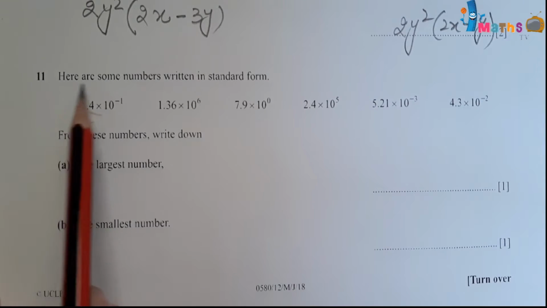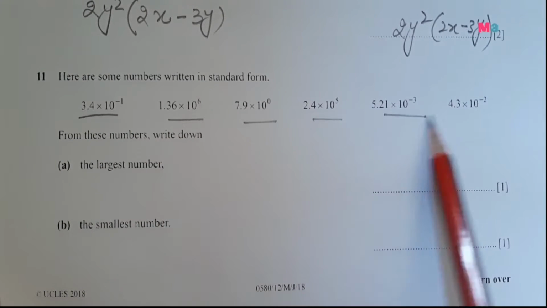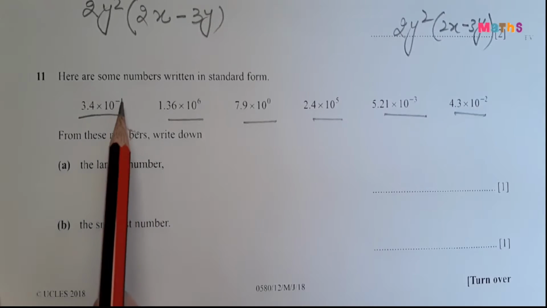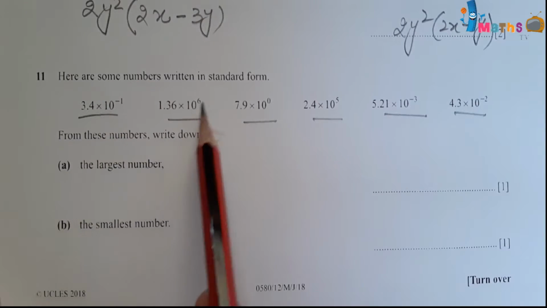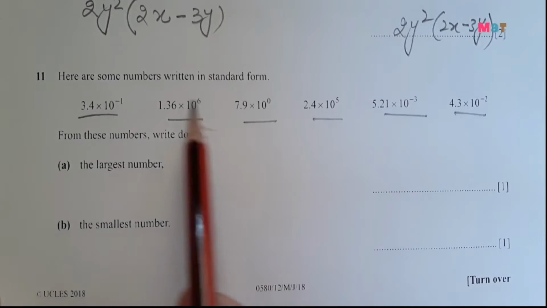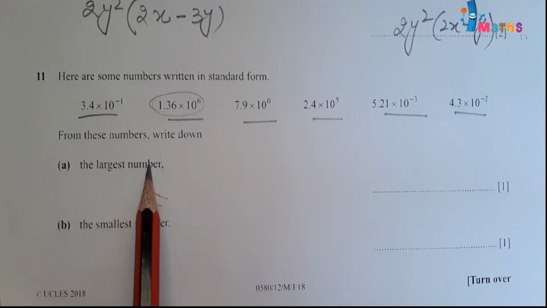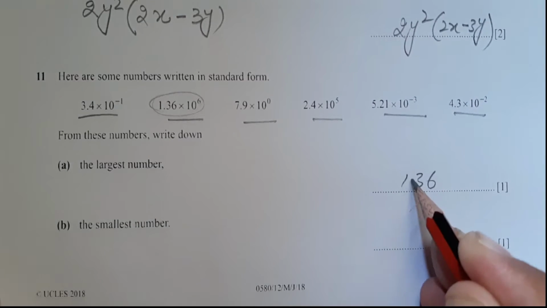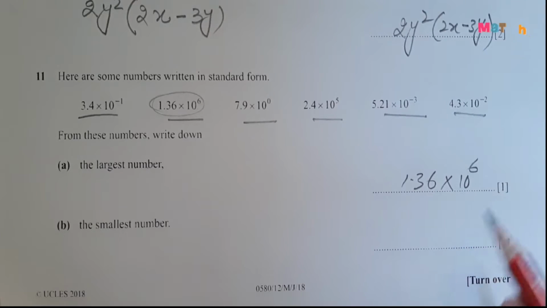Question number 11. Here are some numbers written in standard form. From these numbers, write down the largest number. If we check, the powers are 6, 0, 5, minus 3 and minus 2. So the biggest power is 6. So this number will be the largest number. So we can mention here 1.36 into 10 raised to the power 6. This will be the largest number.